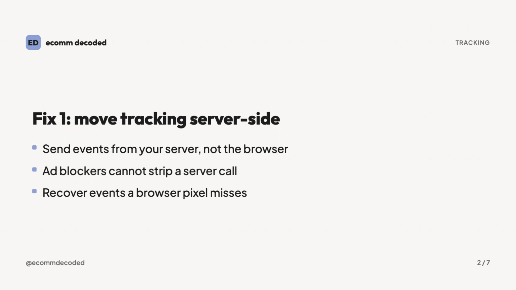A browser pixel sits in the visitor's tab, where ad blockers, privacy settings, and slow connections kill a large share of events before they send. A server-side setup records the event on your own infrastructure first, then forwards it. That single change can recover a meaningful slice of conversions the browser was dropping, often in the range of 10 to 15% or more. The data is more accurate and more stable, which means the decisions you make on top of it finally rest on solid ground.